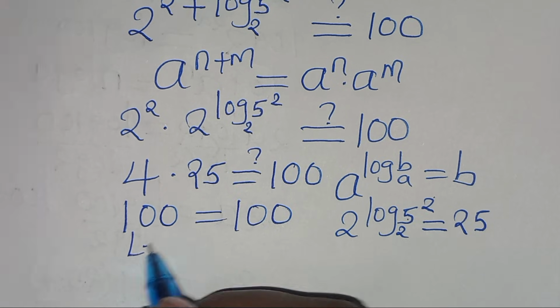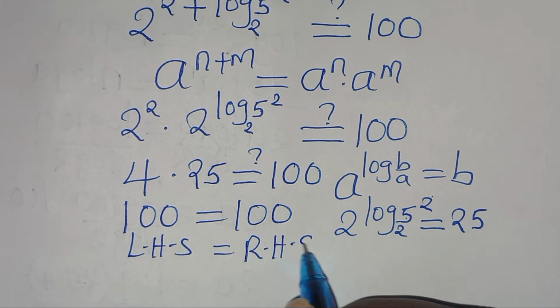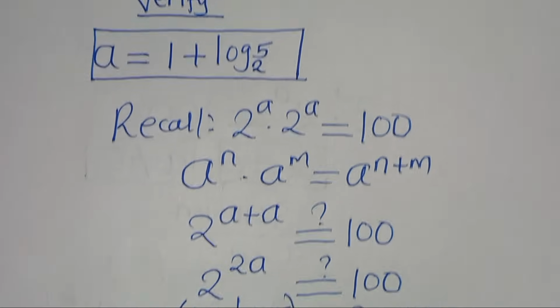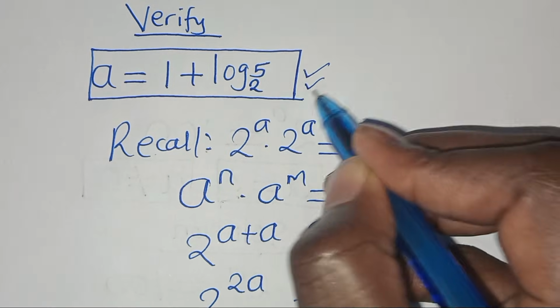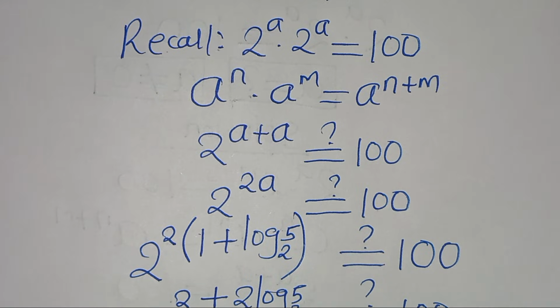So the left-hand side is equal to the right-hand side. And this implies that the value of A, which is 1 plus log 5 to base 2, actually satisfies the equation. So kindly follow the steps.